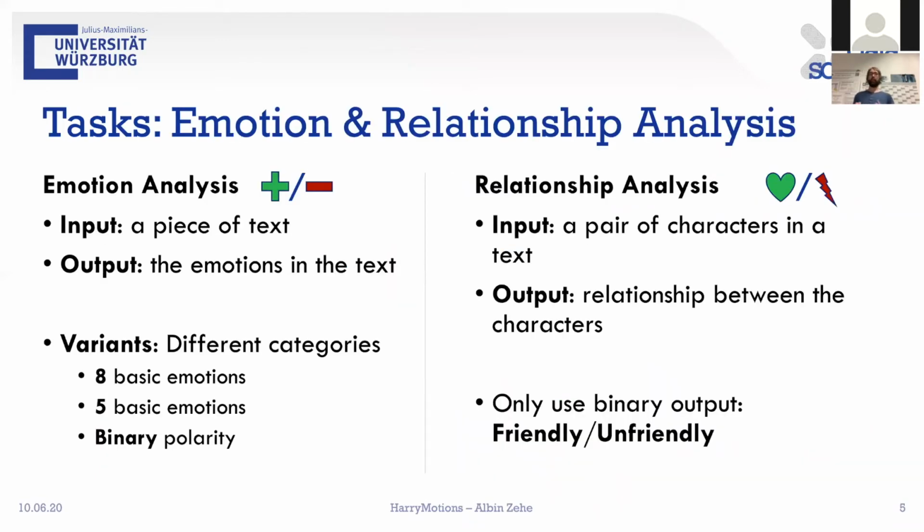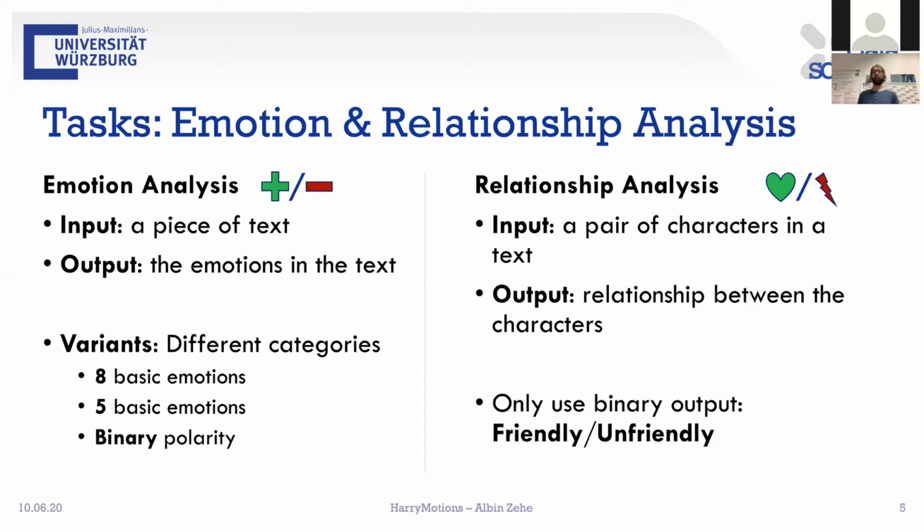Our two tasks, as I already mentioned, are emotion classification and relationship classification. Emotion classification is a rather standard NLP task where we are given as input a piece of text and we want a classifier that determines the emotions conveyed in this text. In this paper, we perform different variants of this task which define the number of emotions. In the most complex setting, we use the full set of 8 basic emotions defined by Plutchik. In a slightly easier setting, we merge some of these emotions and use only 5 basic emotions. And in the easiest setting, we only perform binary polarity classification, that is, classify texts as positive or negative.